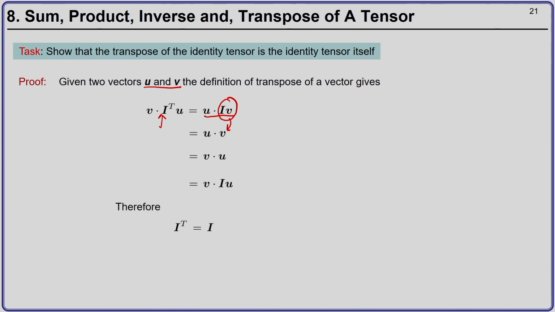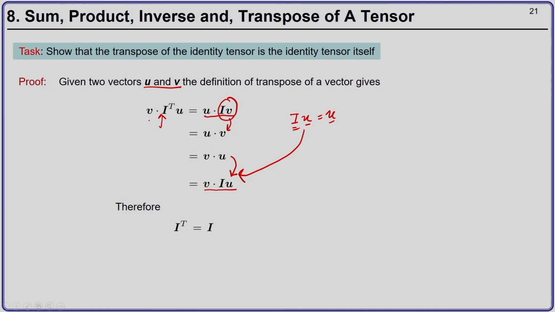Now, I can interchange. I can use the property of dot product of two vectors: a dot b is the same as b dot a. So, I can write u dot v as v dot u, and now I can write u as I u, because I u will be equal to u. So, I can write v dot u as v dot I u. So, we started with v dot I transpose u and we have ended at v dot I u.